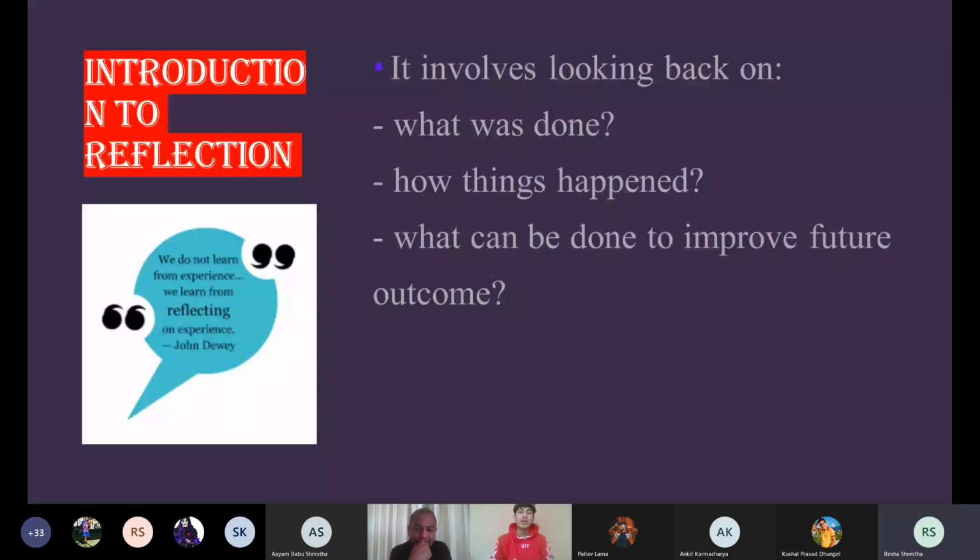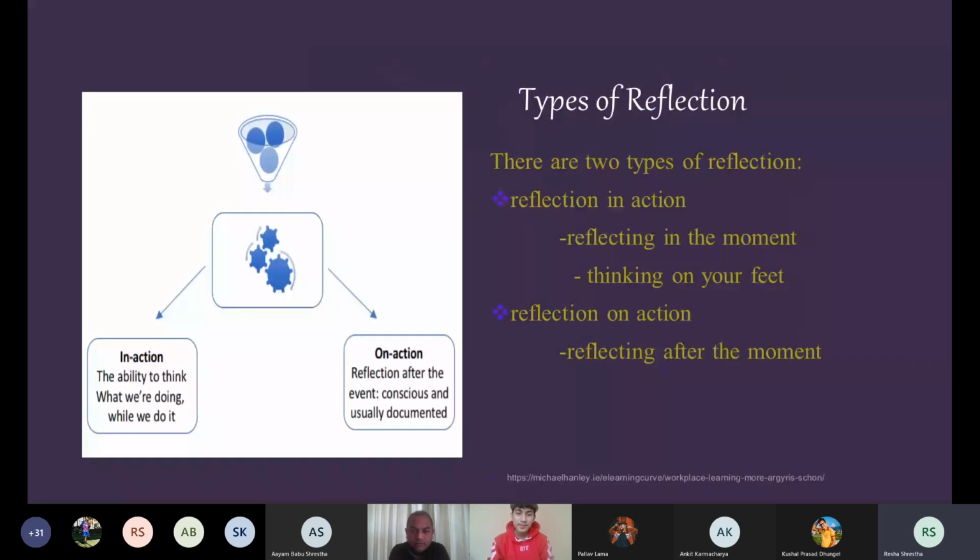Reflection is often done as writing because this allows us to explore our reflections and develop them more thoughtfully. However, it can also take the form of conversation with a critical friend, tutor, or mentor. Now let's talk about types of reflections. Next slide.